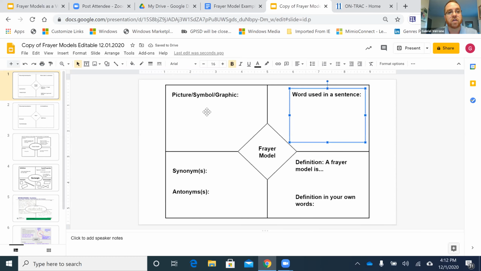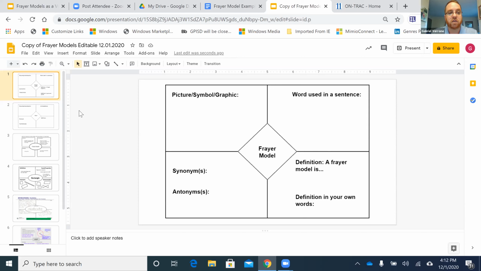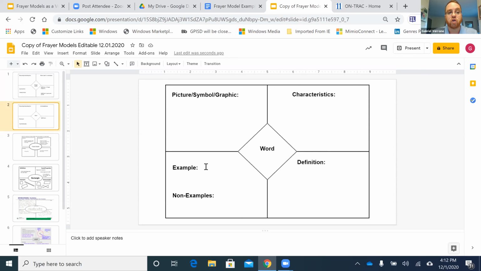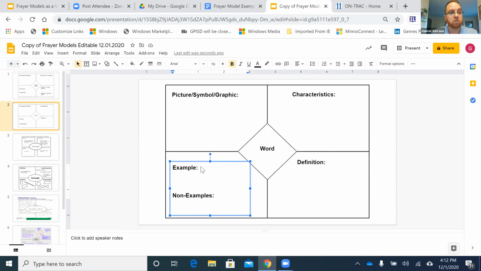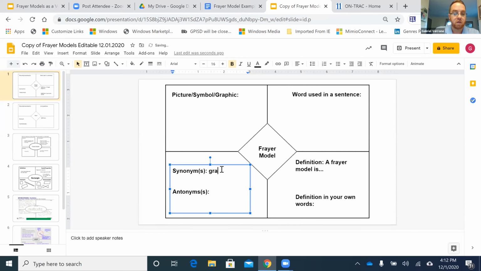Use it in a sentence. Give me a picture, a symbol, or a graphic, right? You could literally just take a screenshot, pop it in there. And then give me either a synonym of a Frayer model or examples, right? Maybe a synonym might be a graphic organizer, right? And you can totally use that one, that's fine.